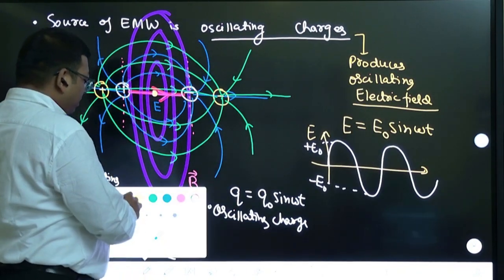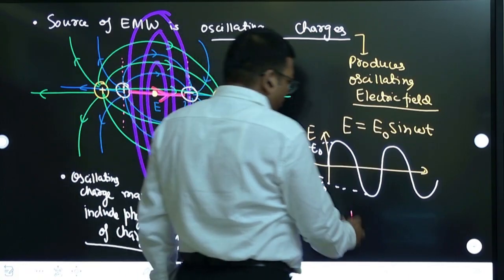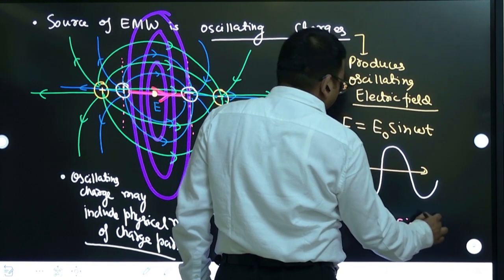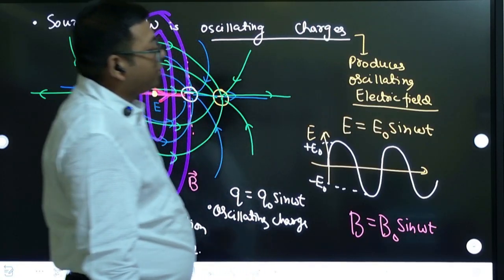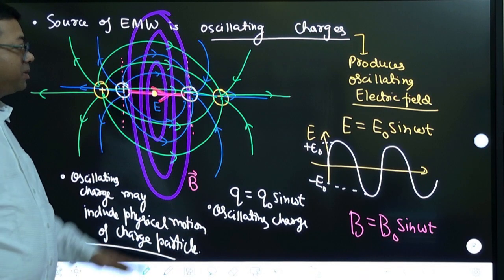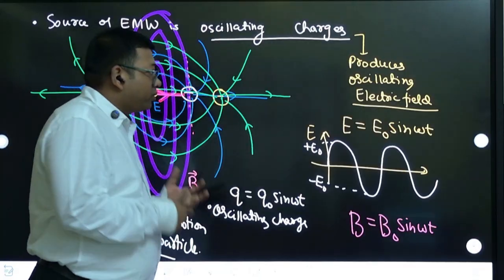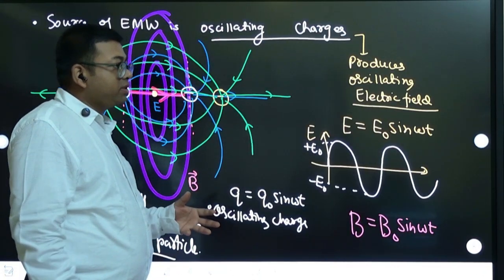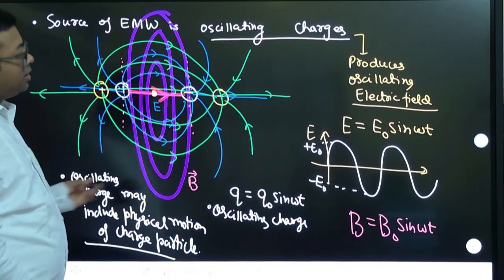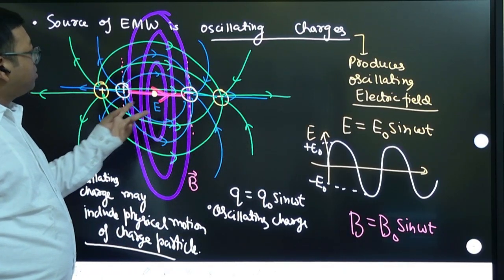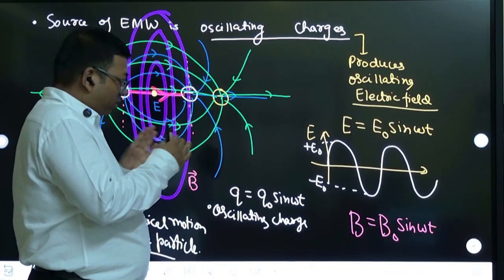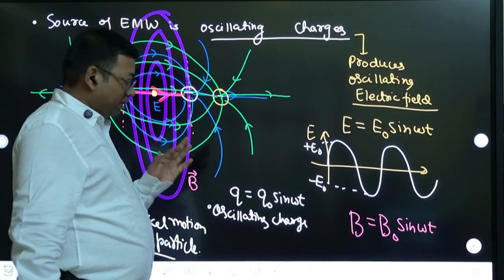So magnetic field oscillating means what? The magnetic field will also vary sinusoidally, like B naught sine omega t. So that means the changing electric field produces a changing magnetic field. Changing means oscillating, and oscillating means it will be a simple harmonic function. How is a changing electric field produced? By either charges moving, or charges changing on a capacitor plate.